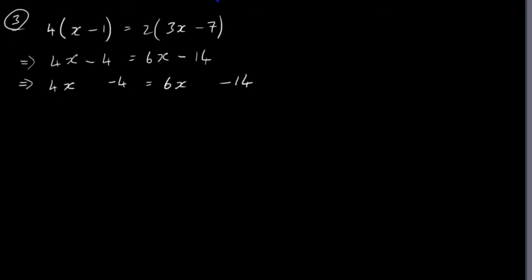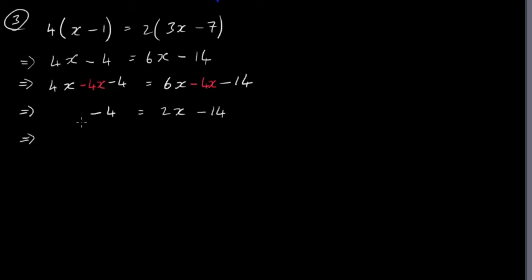So what I'm going to do here is, this is a plus 4x, I'm going to put in a minus 4x on the left hand side to get rid of it. So I must put in a minus 4x on the right hand side. Okay, so let's do that then. 4x minus 4x is 0. So we get minus 4 on the left hand side. 6x minus 4x is 2x minus 14.